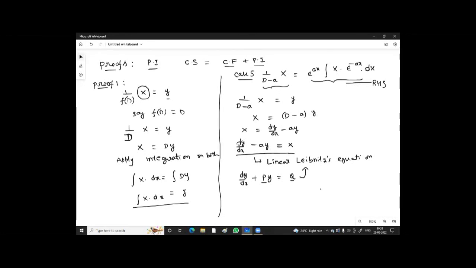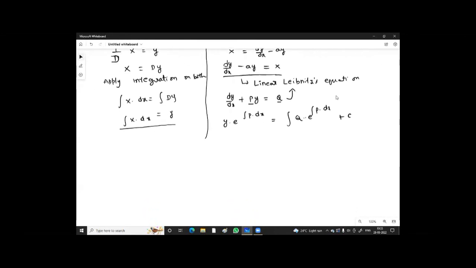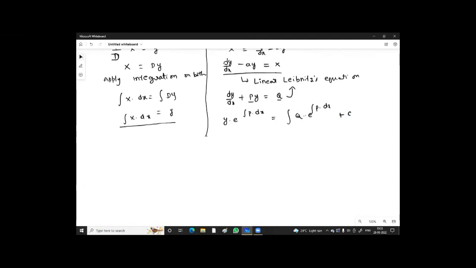The direct solution is y into e to the power integration of p dx is equal to integration of q into e to the power integration of p dx, plus a constant. So let me apply this here. For dy by dx plus py, in the place of p we have minus a, so minus a dx. Integration of q means capital X, the input, times e to the power integration of minus a dx.